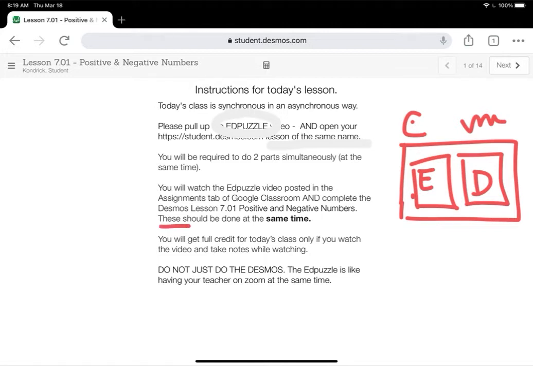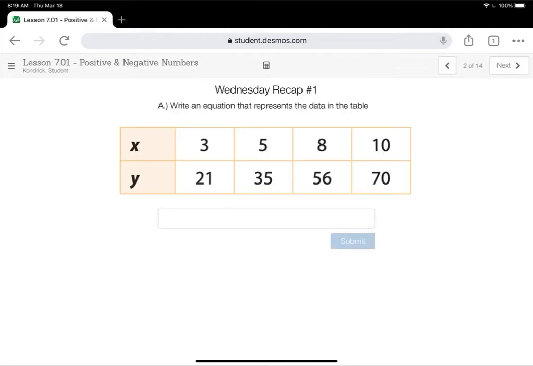So again, these should be done at the same time. You will only get credit if you do both, again, at the same time. Don't do one and then the other. You can always pause the video if you need to do part of the Desmos slide. You don't have to be expected to do it stroke for stroke with Mrs. Condrick. So again, do not use just the Desmos. The Edpuzzle is the same as having your teacher in the classroom at the same time.